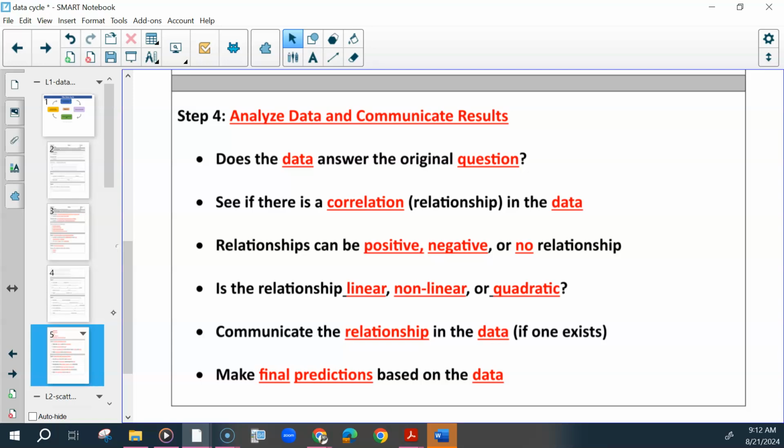So as we're analyzing and figuring out all of these things, then we're communicating whatever this relationship is. I was going to give you an example, but I'll hold off until we actually do one of the scatter plots. But communicating using those words: is it positive, negative, does it not have a relationship, is it linear, nonlinear, quadratic, and then using that to make final predictions on the data. I think that's the last thing.